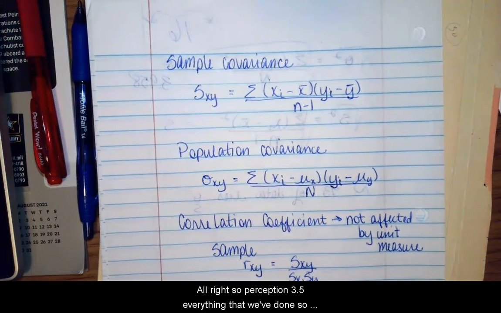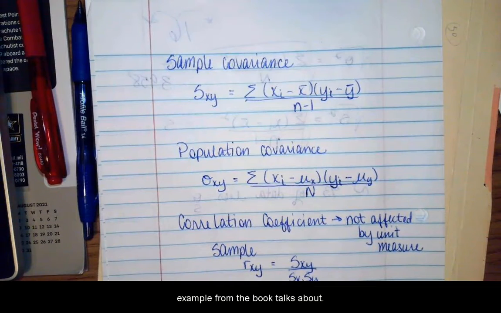All right, so for section 3.5, everything that we've done so far has been one variable. So I was mentioning the ages of students in a class or something like that. Well, what happens if we've got two variables in play? So I'm just going to use the example from the book.